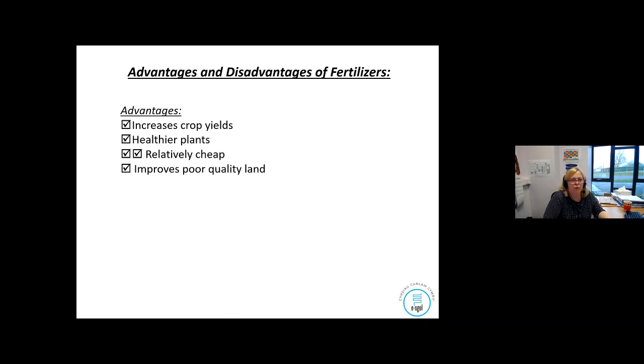You can make more food if it's a food crop, or you can make more plants. Okay, they tend to make healthier plants as well because you are replenishing them and supplying them with sufficient amount of nitrogen. They're relatively cheap. Okay, and it does in some cases turn unfertile soil or poor quality land into much better quality land that can then be used for cultivation of crops.